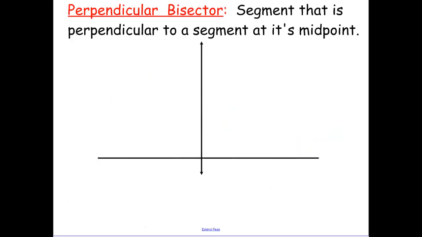Now, a perpendicular bisector is a segment that is perpendicular to a segment at its midpoint. So if AB is the perpendicular bisector of XY, M would be a midpoint, and we would have two right angles.